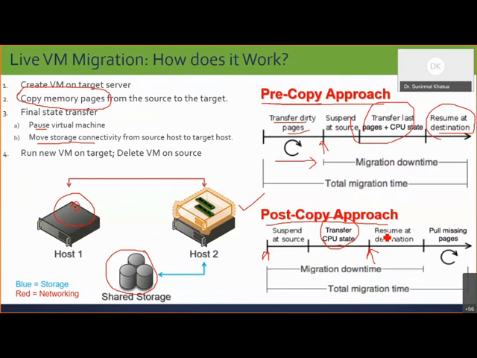Now, while it executes and we try to access a memory page, there will be a page fault. But each time there is a page fault, it will pull the missing page from host 1 from the backend. And gradually all the pages will be moved to host 2 and it will continue. Using this approach, where we copy after the execution starts on the destination, we call it the post-copy approach. So by these two ways, the downtime is very small.